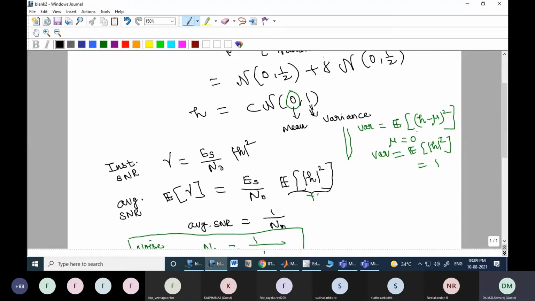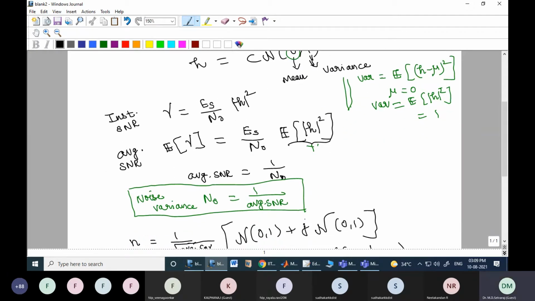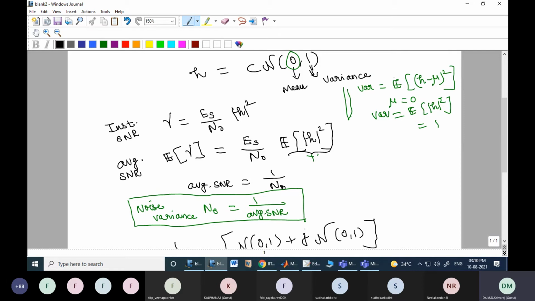How do I write that the variance is 1? If you look at it, the variance is the expectation of, basically the second order statistics. Variance is equal to expectation of |h minus mu| whole square. This is the variance definition. Since the mean is equal to 0, the mod of h square is the variance, so that is equal to 1. That means the second moment is equal to the variance when the mean is equal to 0.